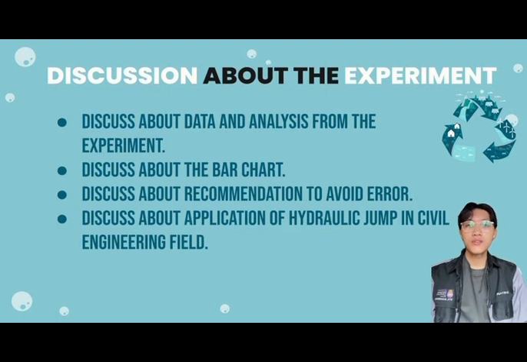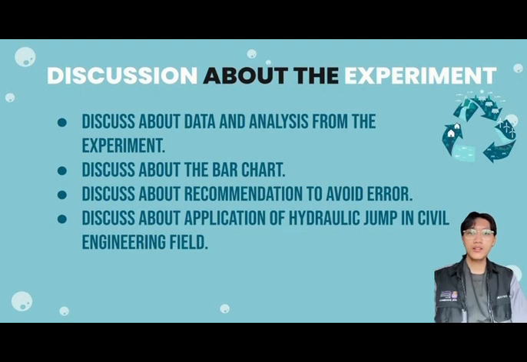Next, a recommendation to avoid error in this experiment is to take the reading more than one time to get the average value. For example, it can avoid the error when taking the reading of depth in millimeter. Besides, make sure there is no leaking of the fluid to avoid instrumental error. Lastly, make sure to operate the sluice gate carefully to avoid error in operation of the sluice gate.